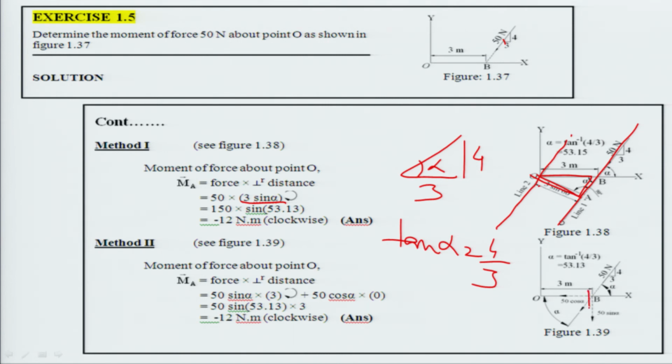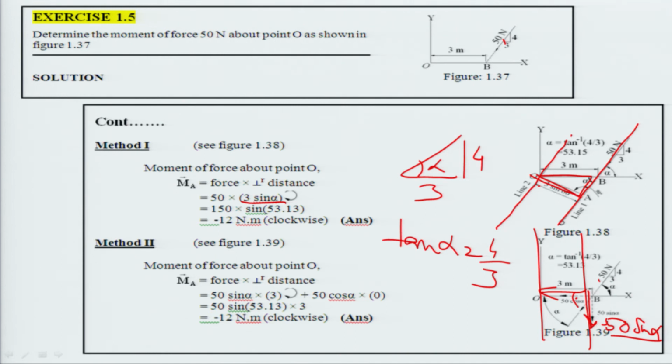The second method is to resolve this force into two directions. This is alpha, so this component is 50 sin alpha, times the perpendicular distance. The perpendicular distance will be this, which is 3. So, 50 sin alpha into 3.